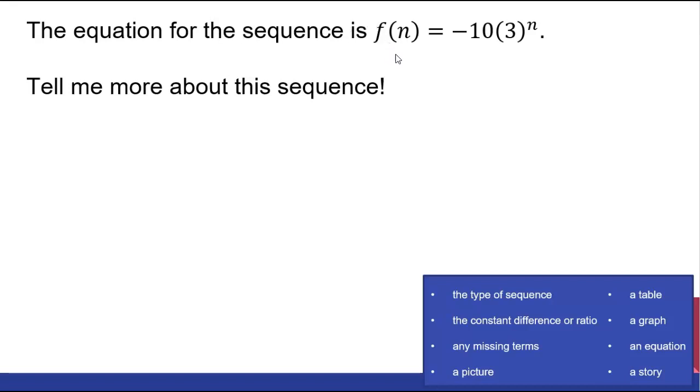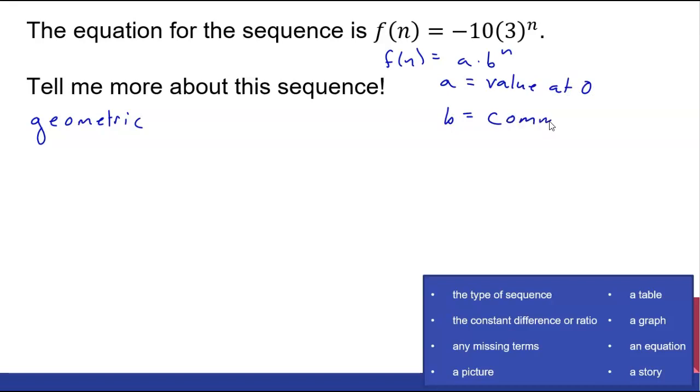Well, see, it looks like it's in this A times B to the n format, which tells us it's geometric, right? And we know that the A here is the value at 0, and B is the common ratio. So there's our A. A is negative 10 and B is 3. So our value at 0 is negative 10. And our common ratio is 3.